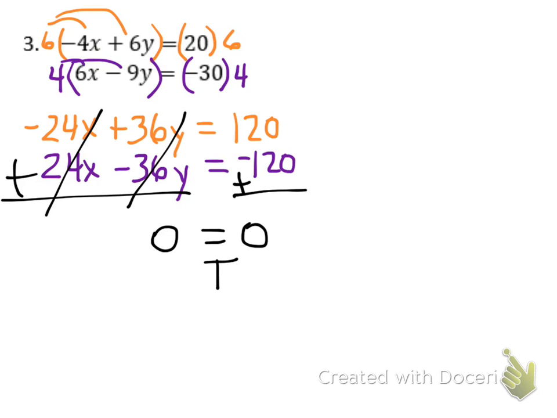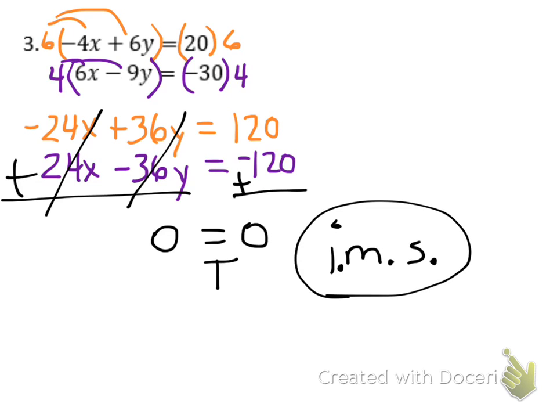So this is true. When your variables go in, it's true. Infinitely many solutions, or IMS for short. So these would be coinciding lines, lines right on top of each other.